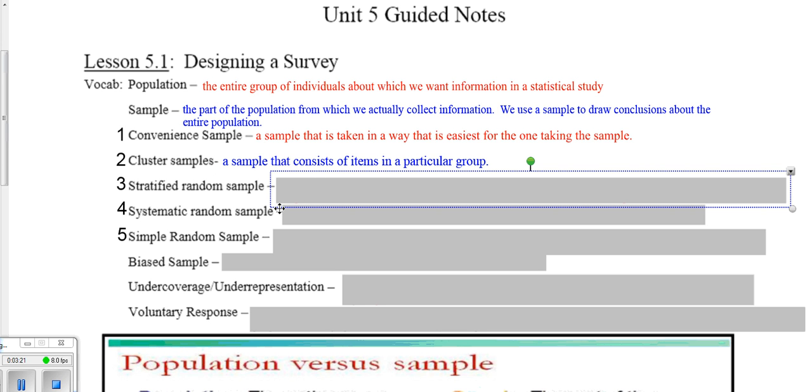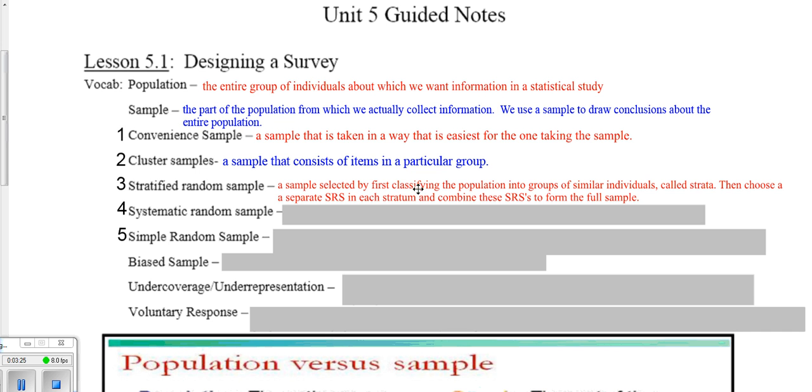A stratified random sample is a sample selected by first classifying the population into groups of similar individuals called strata. Then you choose a separate SRS. SRS stands for simple random sample. It's this one down here, number 5. In each stratum, and combine these SRSs to form the full sample. So again, in this case, a stratified random sample, kind of like our cluster sample, would be if we wanted to know something about an entire high school, so we asked a certain amount of people from the freshman class, the sophomore class, the junior class, and the senior class. So still everybody was represented, but we broke it down into groups first before we randomly selected them. As long as everybody is still represented there, that would be a stratified random sample.